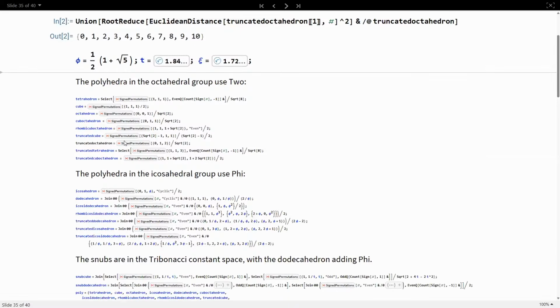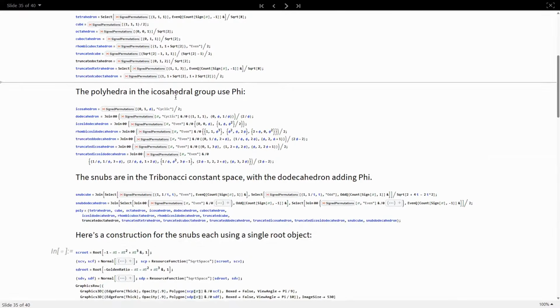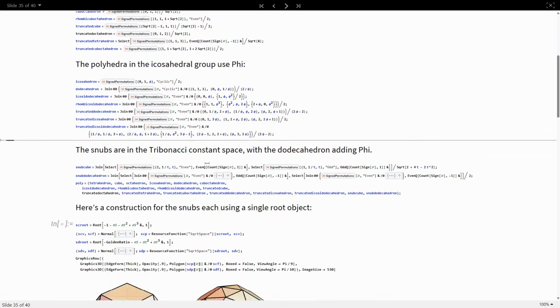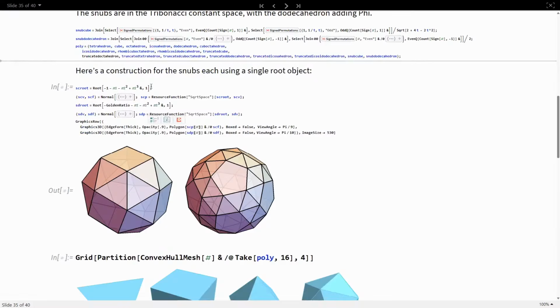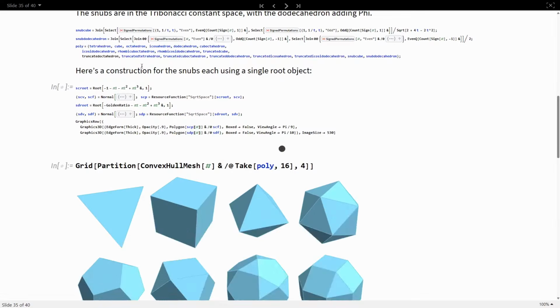So a whole bunch of polyhedra in the octahedral group use 2. The cuboctahedron and others are all based on 2. In the icosahedral group, they all use phi. And there are also the snubs, which use the Fibonacci constant. And I show that we can construct the snubs with just a single root. So I use the Fibonacci constant here to construct all the faces of the snub.